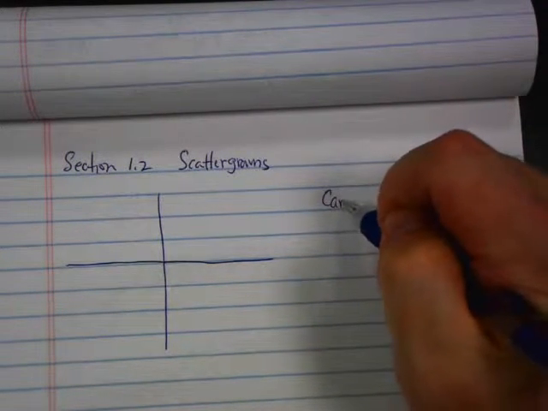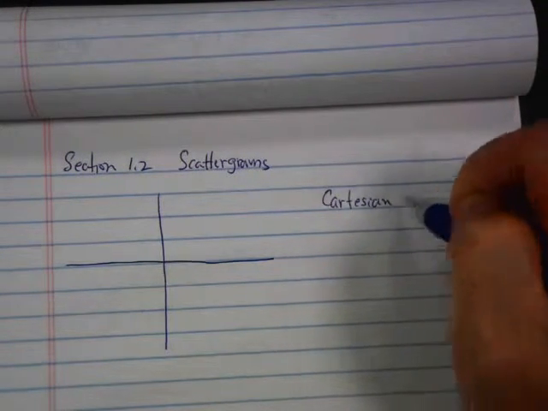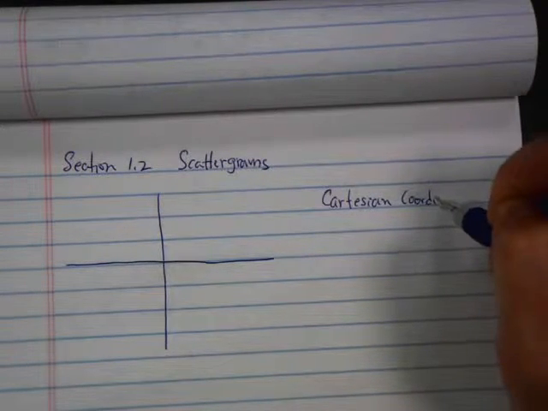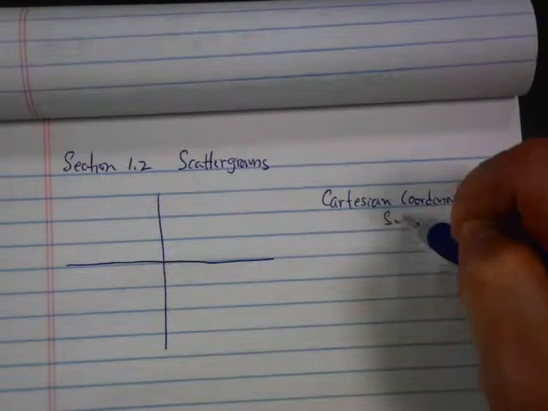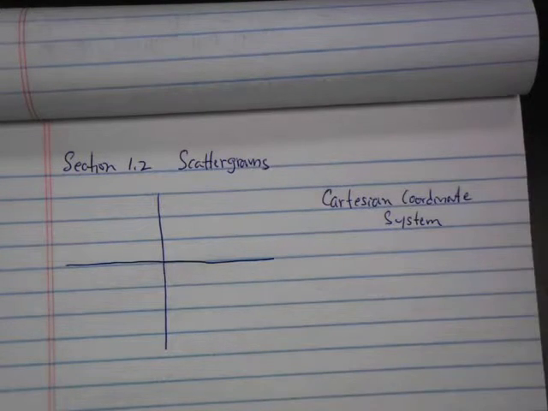Cartesian coordinate system. Anybody know why it's called Cartesian? Had to do with who invented it. Who invented it? Cartesian? Close. Rene Descartes is the person who invented this. Anybody ever heard of Rene Descartes before?